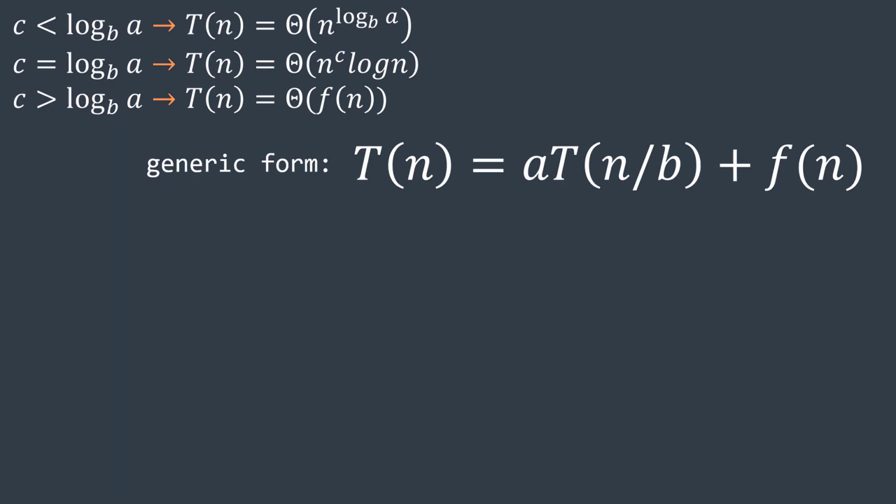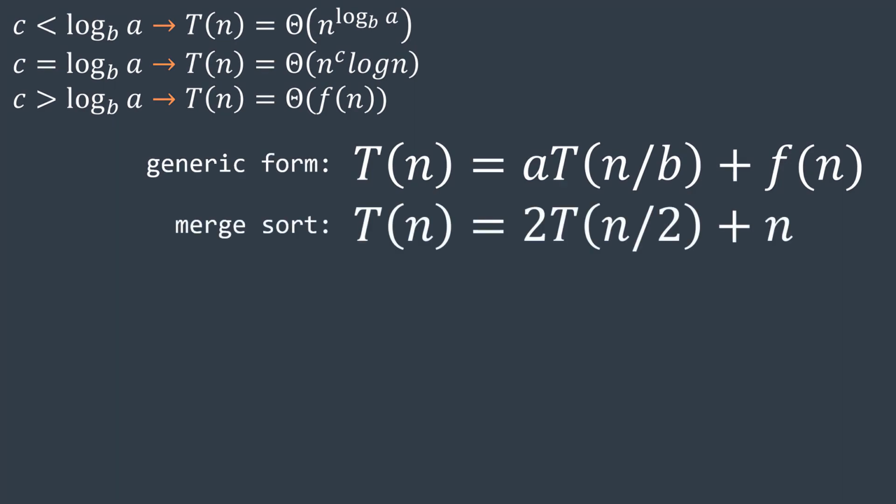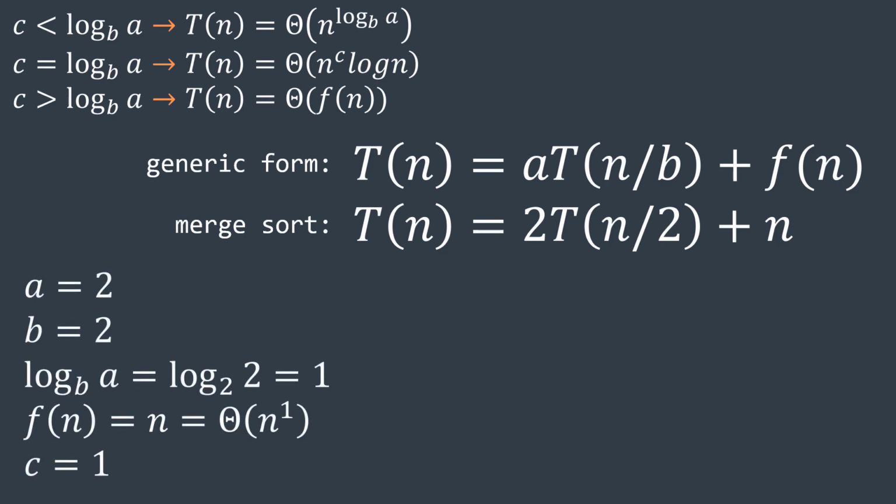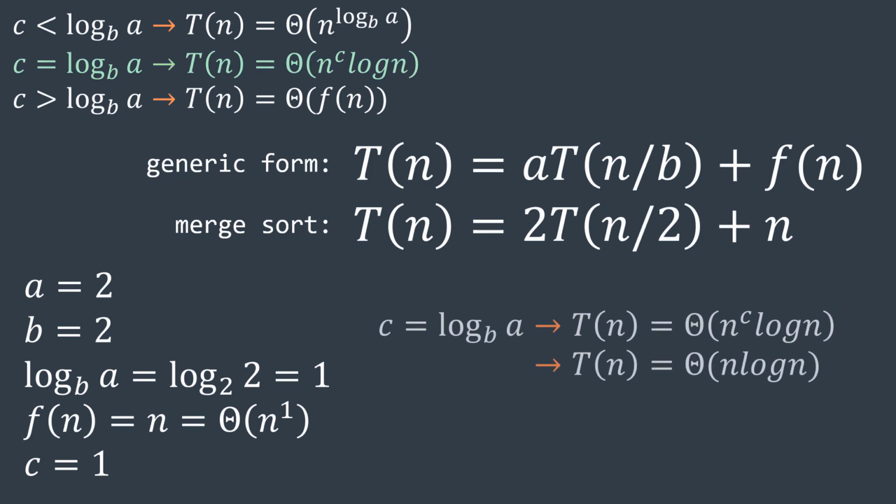Third example, merge sort. The recurrence relation is T(n) = 2T(n/2) + n, and it follows the generic form. Here a is 2 and b is 2. log_b(a) is log_2(2), which is 1, and f(n) is n, which is n^1, so c is equal to 1. Here log_b(a) is equal to c, so we are in the second case. We deduce that the time complexity of merge sort is Theta(n^1 log n), which is Theta(n log n).